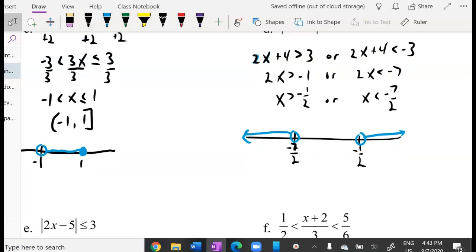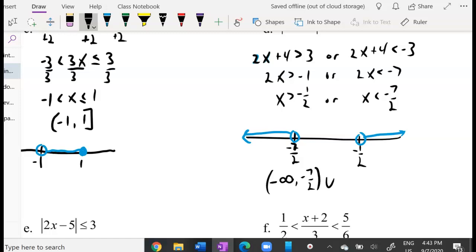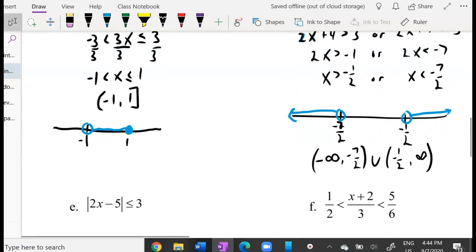So when we write this as an interval, we have to write two different intervals as a union. So we have -infinity to -7/2, union with -1/2 to infinity. Okay, and if that's a thumbs out, the next one will end up being a thumbs in.